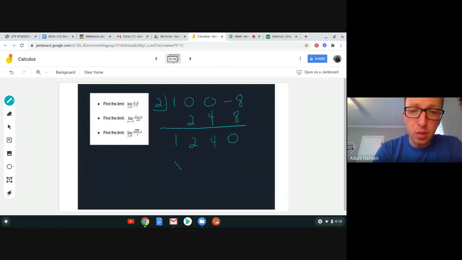So I get x squared plus 2x plus 4. And now I can take the limit as x approaches 2. This would be 2 squared, which is 4, plus 2 times 2, which is another 4, plus 4 more. So 4 plus 4 plus 4, or 12.